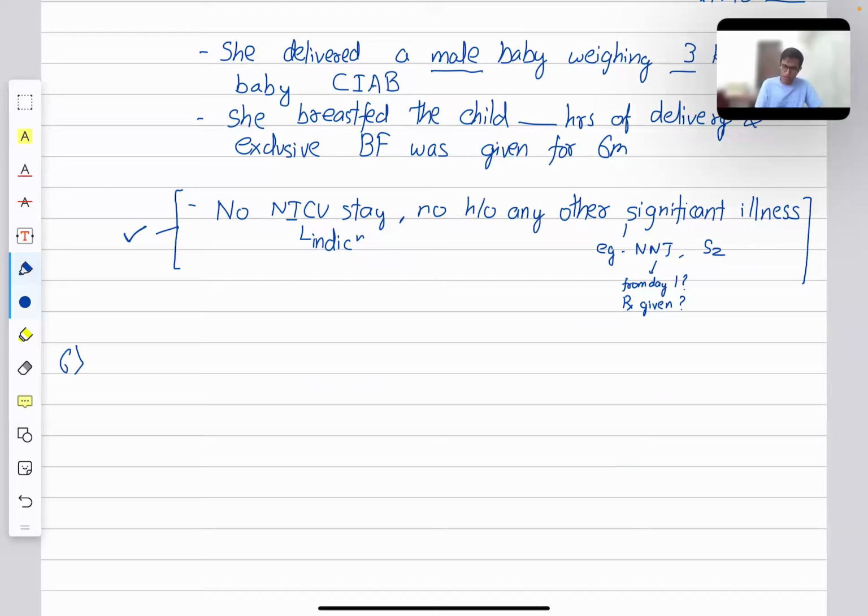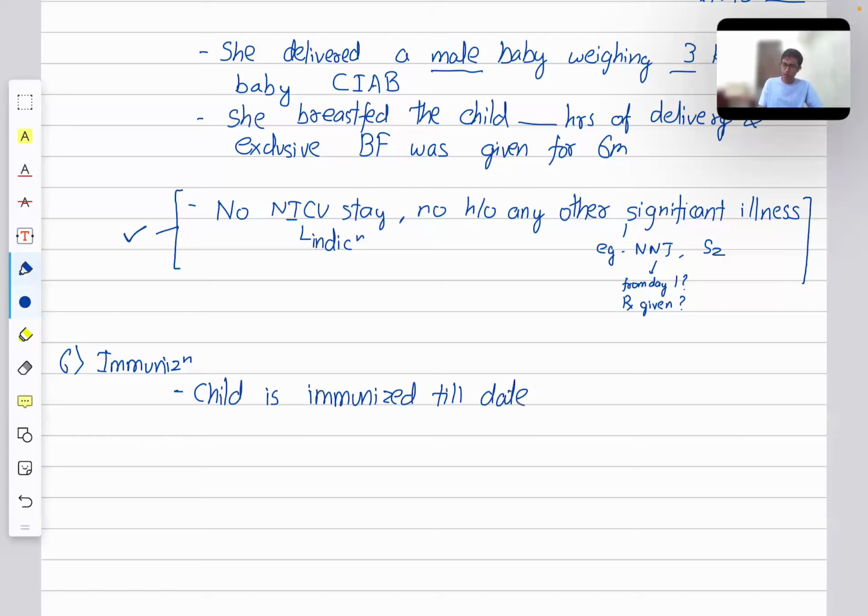Next, we move on to immunization history. A simple technique is to go to the mother and just ask for the NIS card. We'll go through it, or you can ask the mother whether all vaccines have been taken till date. If yes, just mention that the child is immunized till date. Also, it is important to mention when was the last immunization. So last immunization received, let's say, at 9 months of age.